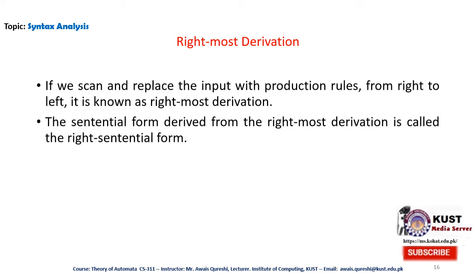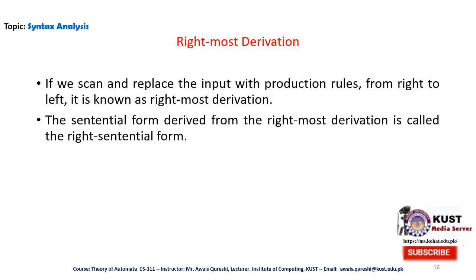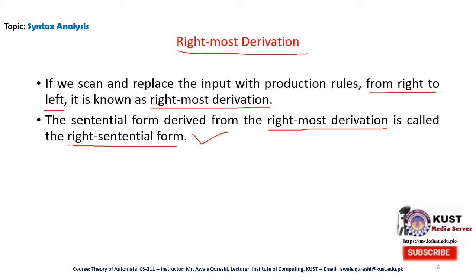Now see the rightmost derivation. If we scan and replace the input with production rules from right to left, then it is known as rightmost derivation. Similarly, we can also call this rightmost derivation the right sentential form. The sentential form derived from the rightmost derivation is called the right sentential form. So it also has two names: the rightmost derivation and the right sentential form. Both names can be used interchangeably.